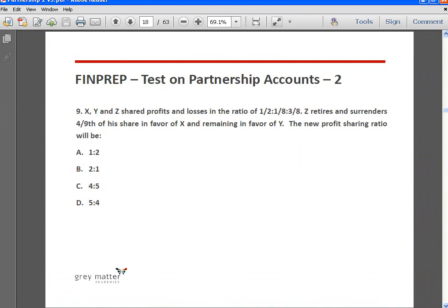Next, X, Y and Z shared profits and losses in the ratio of 1/2:1/8:3/8. Z retires and surrenders 1/9 of his share in favor of X and remaining in favor of Y. The new profit sharing ratio will be how much? Okay.